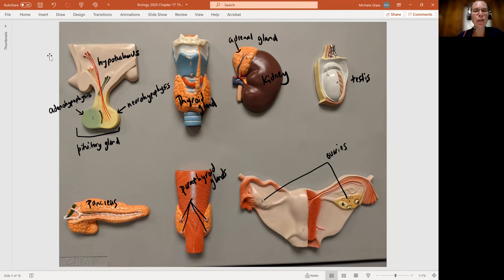Okay, so this is our full listing of the primary endocrine glands that we're going to be really focusing in on.